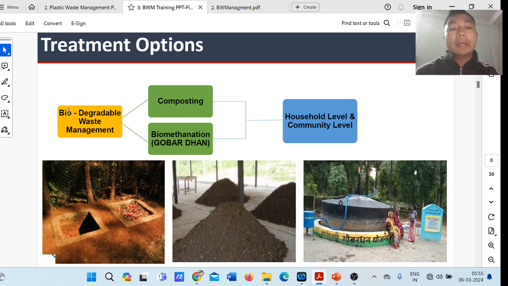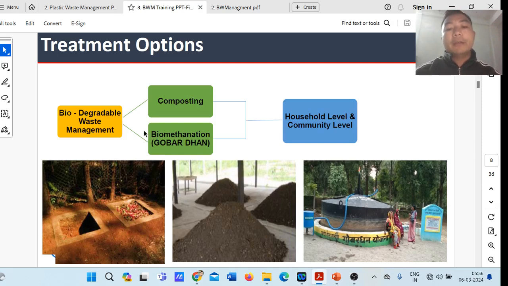This is a solid waste. So this is at home. At your garden also you can do composting like this. Biodegradable waste, you can go for composting. This is a small product. And biomethanation, you can even start in a household also.